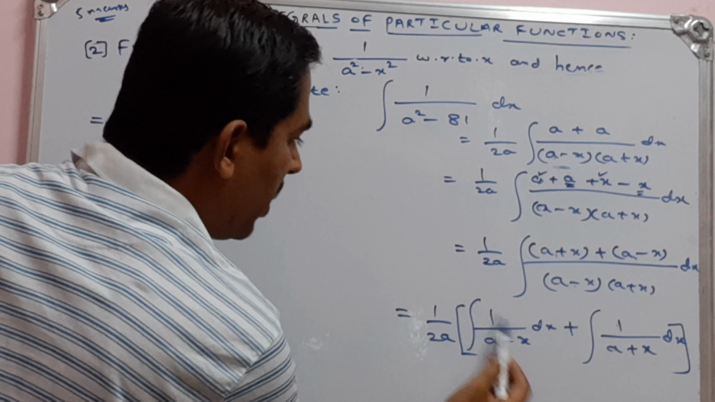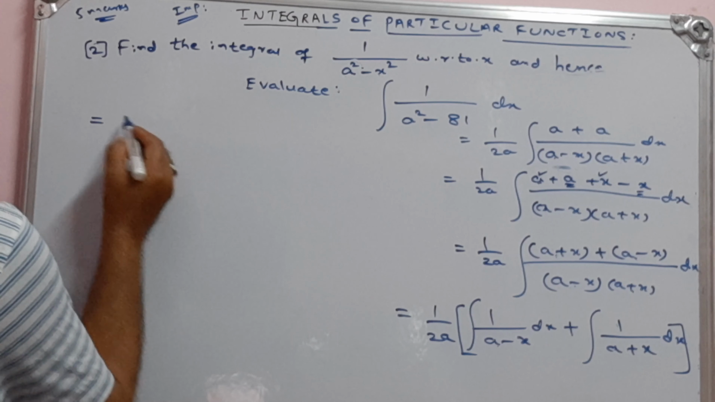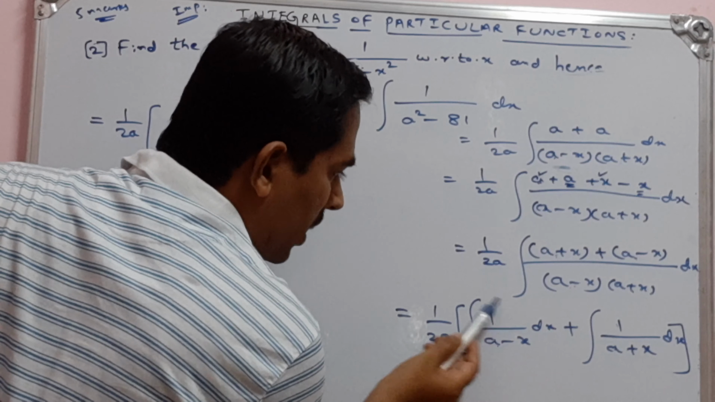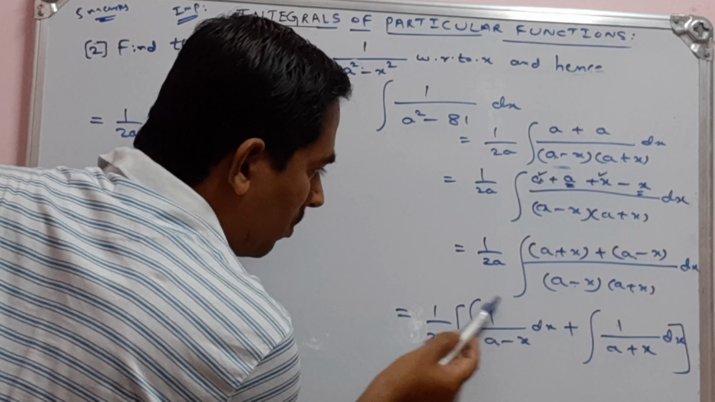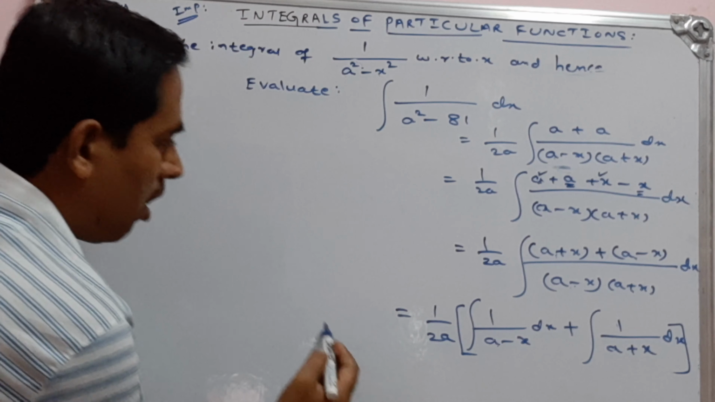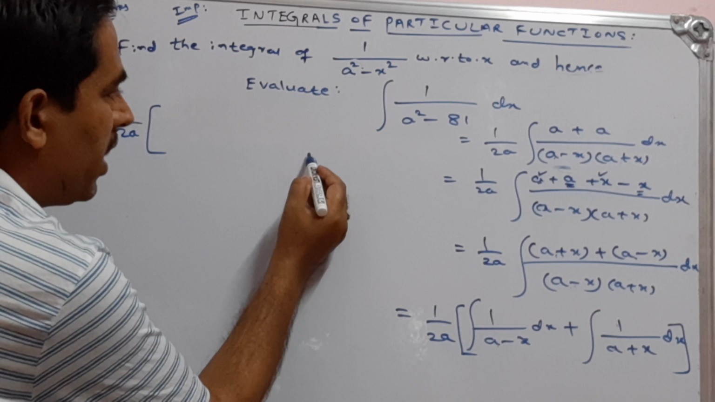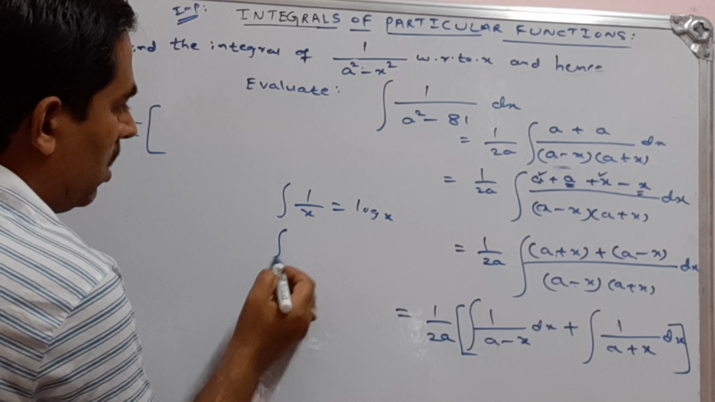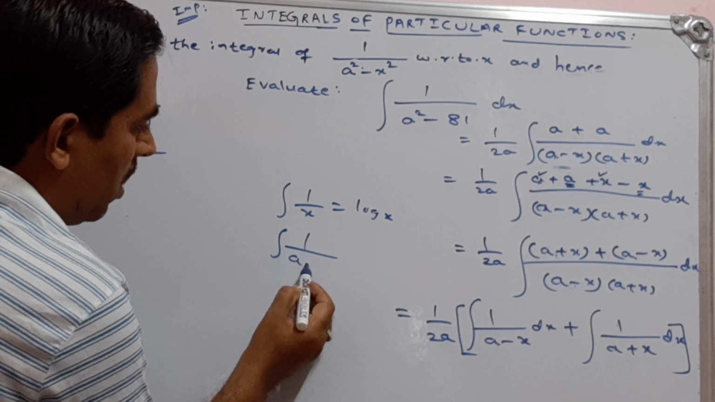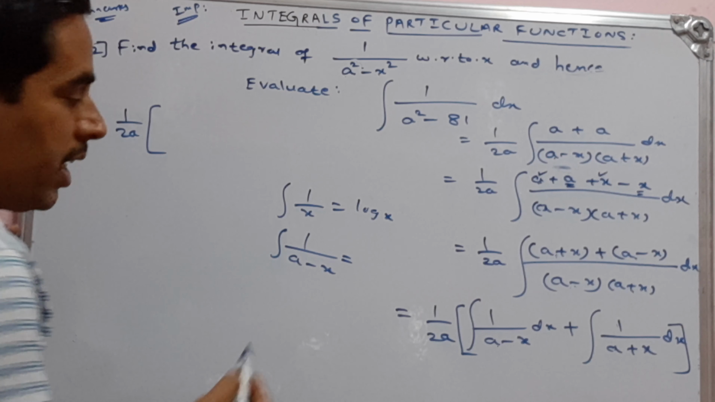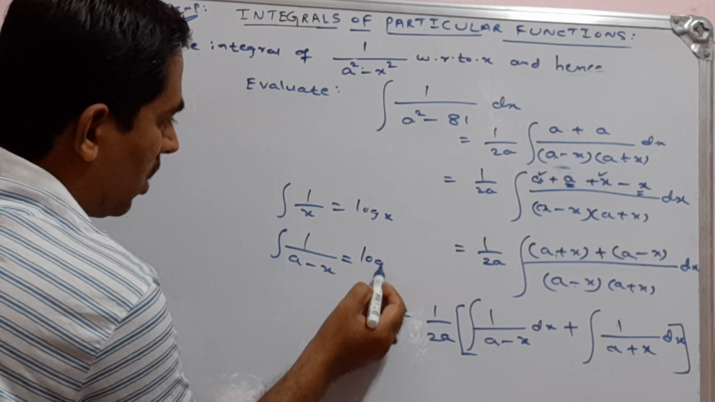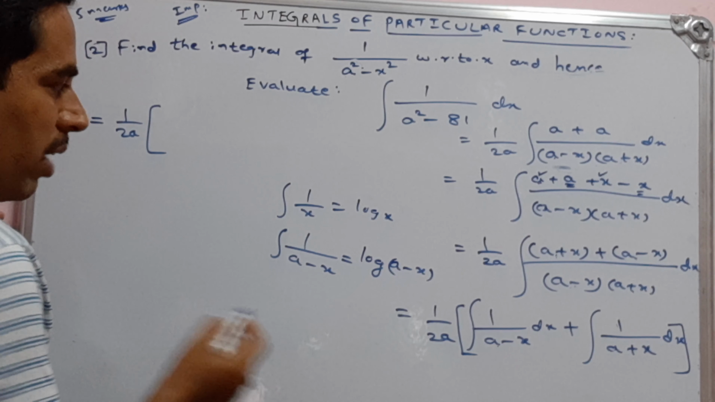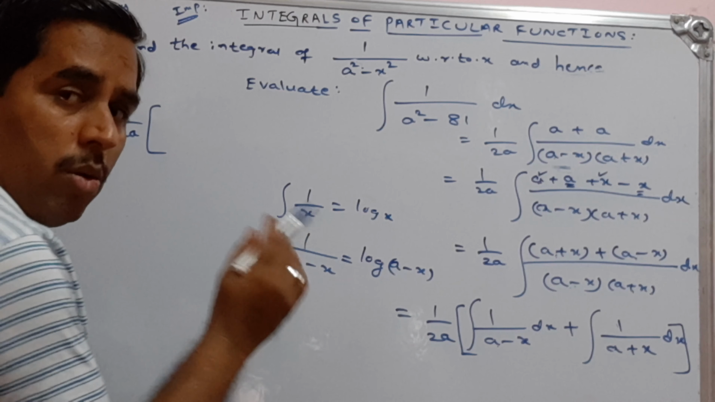Now I have to integrate this and this. See, 1 by 2a, I will write it as it is. Now let us integrate this one. Observe this carefully. We know integration of 1 by x is what? Log x. Now I have to integrate 1 by a minus x, and you should be very careful here. Integration of 1 by a minus x is what? Log x, where x means this a minus x. So you should not forget here.